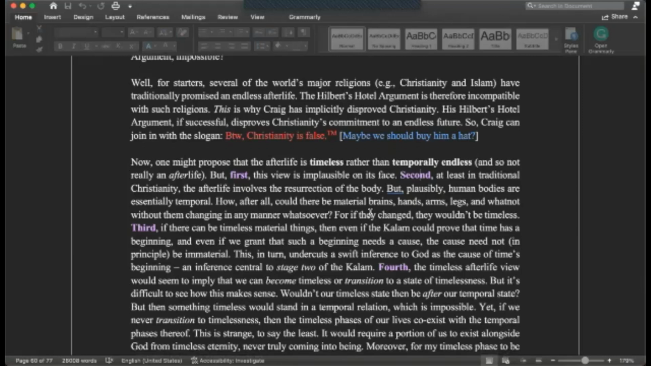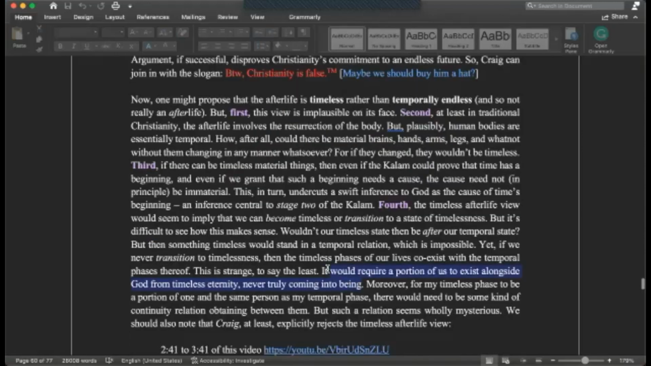It would require a portion of us to exist alongside God from timeless eternity, never truly coming into being. And that's actually going to get into difficulties with Genesis, because arguably the understanding of creation itself within Genesis in the Judeo-Christian tradition is that every created thing is such that it comes into being. Moreover, for my timeless phase to be a portion of one and the same person as my temporal phase, there would need to be some kind of continuity relation obtaining between them. But such a relation seems wholly mysterious.